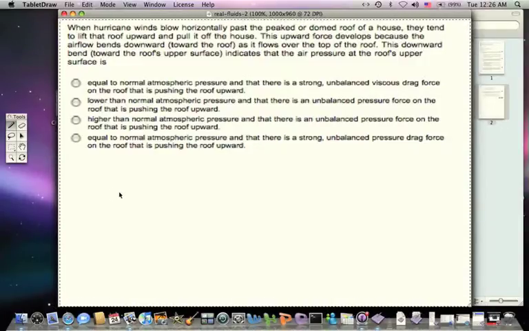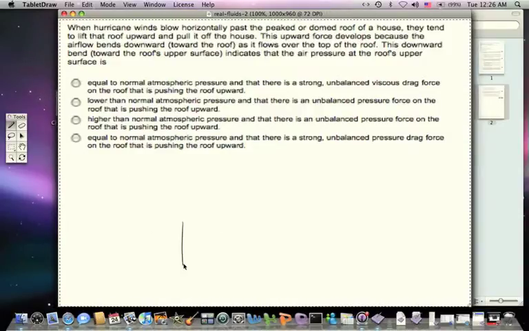Two, lower than the normal atmospheric pressure, and there is an unbalanced pressure force on the roof that is pushing the roof upwards. Three, higher than normal atmospheric pressure, and that there is an unbalanced pressure force on the roof that's pushing the roof upwards. Four, equal to normal atmospheric pressure, and there's a strong, unbalanced pressure drag force on the roof that is pushing the roof upwards.